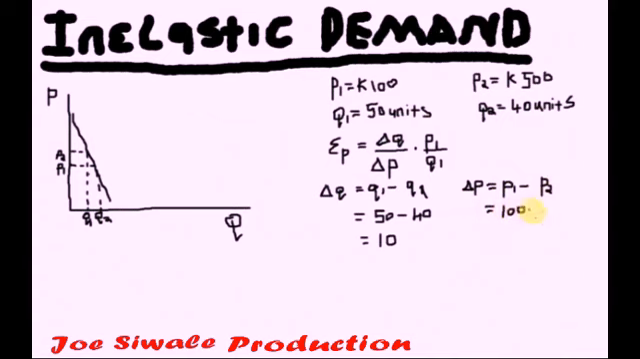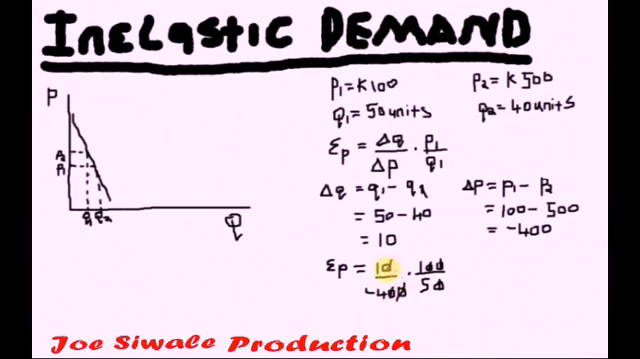So I'll say my change in P is equal to P1 minus P2. My P1, that's 100, minus my P2, that's 500. 100 minus 500, that's negative 400. So I'll say EP is equal to my change in Q, that's 10, over my change in P, that's negative 400. Then I'll say my P1, that's 100, divided by my Q1, that's 50, sorry.